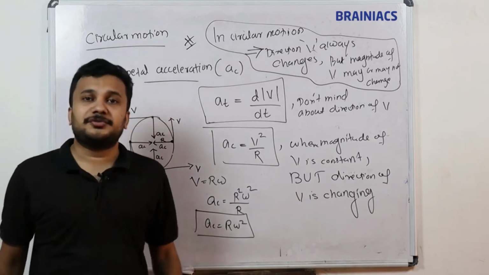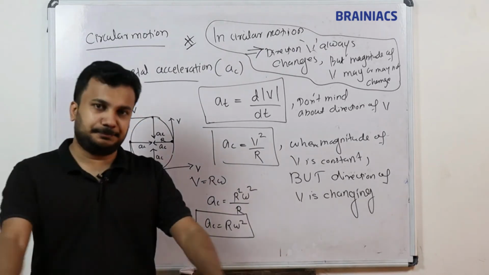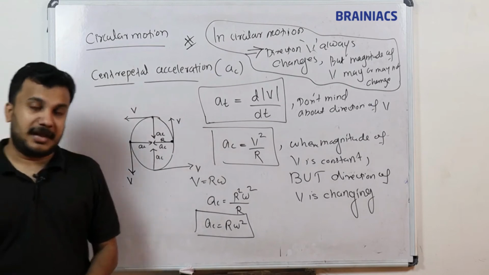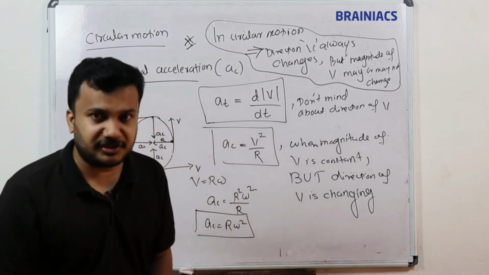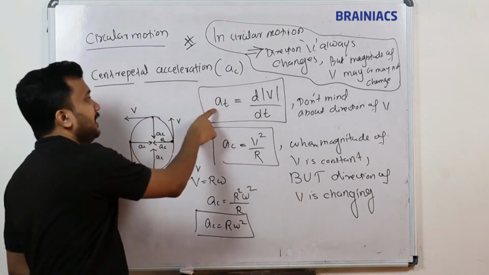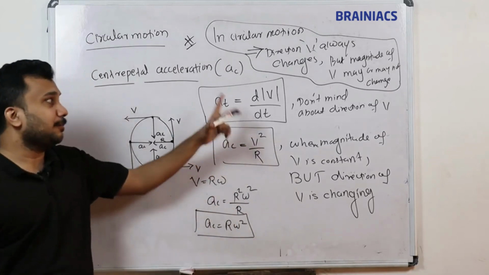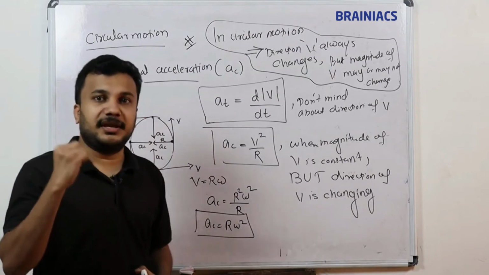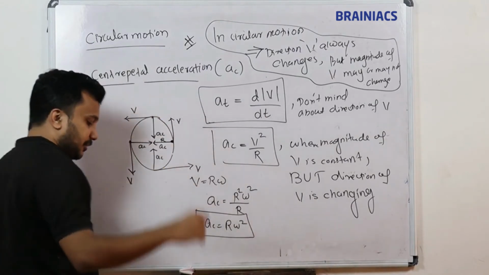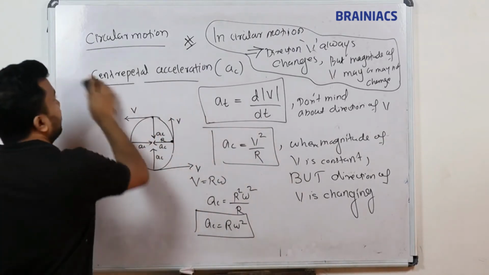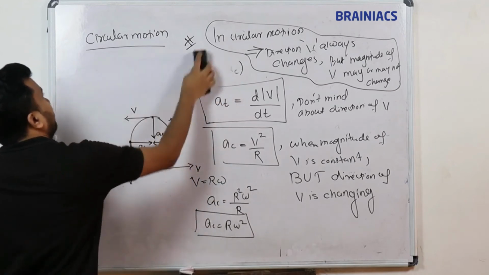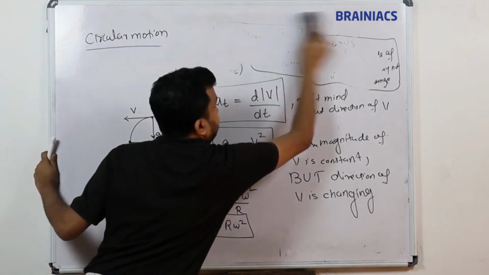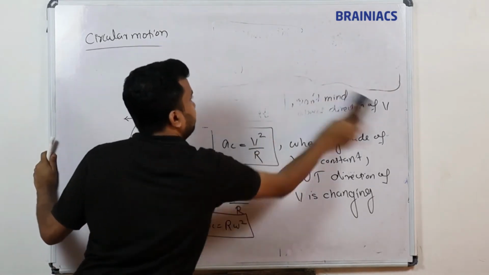When the magnitude of the velocity is constant, AT is equal to 0, since d modulus v divided by dt is 0. So this is important: AT and AC. We are going to learn about the next term, the next representation.